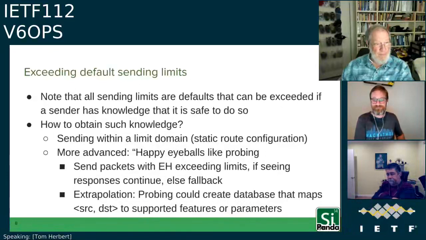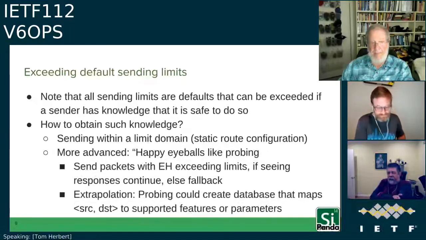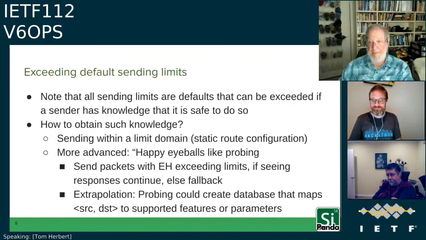More advanced, we could do some sort of probing similar to happy eyeballs. So the idea would be send packets exceeding the limits. If you see responses come back, it's fine. If not, fall back and send packets that don't exceed the limits. We could actually extrapolate this. Probing could be used to, for instance, create a database that maps source to destination.